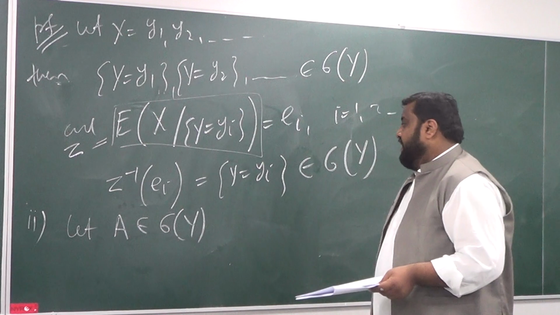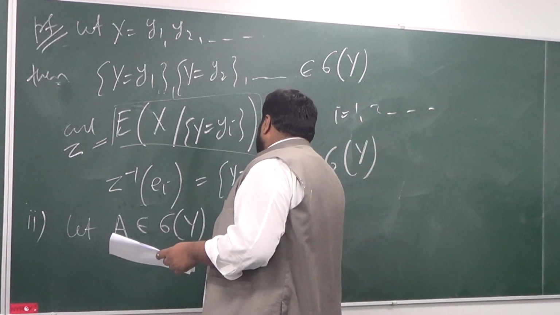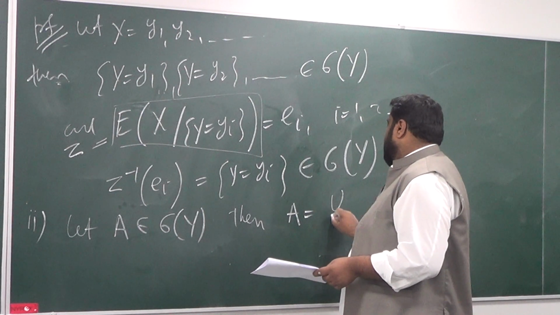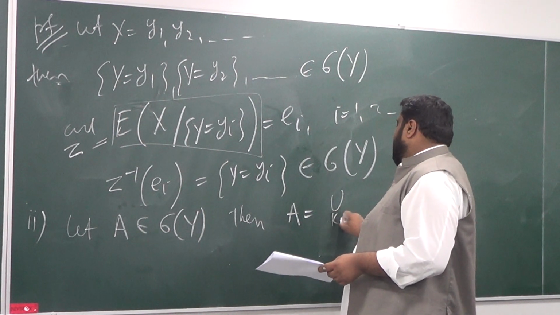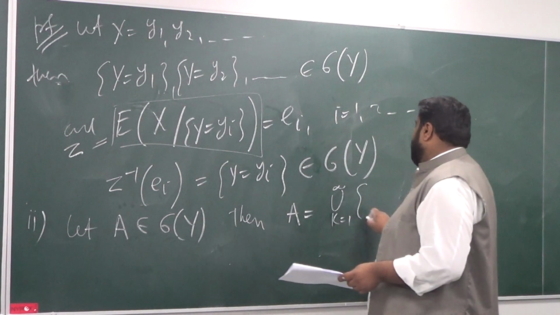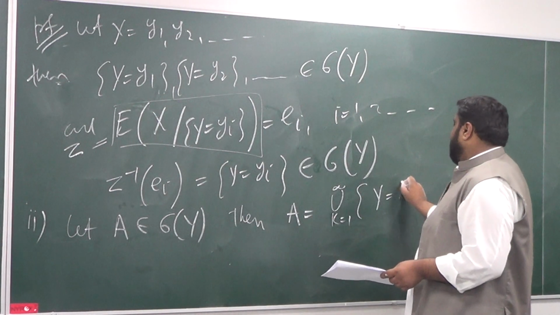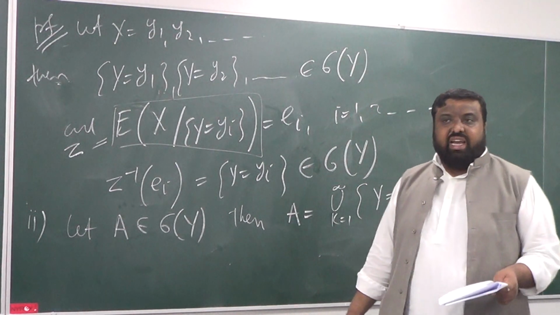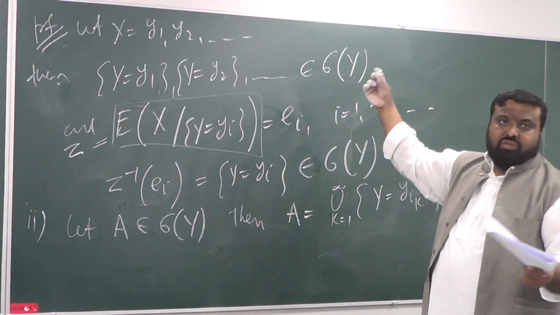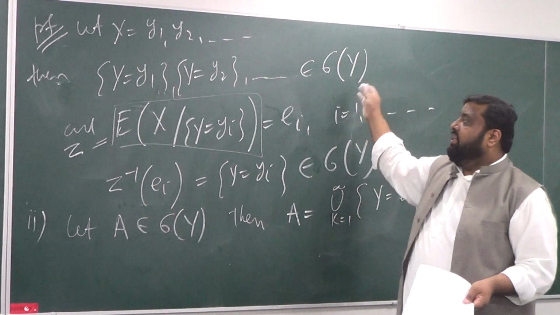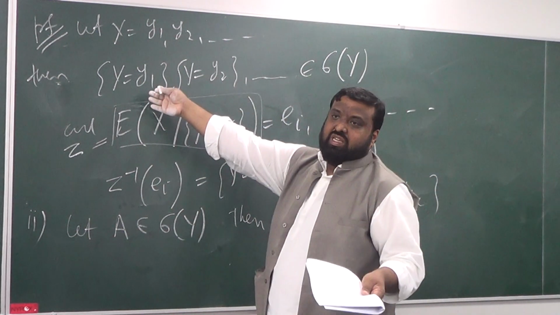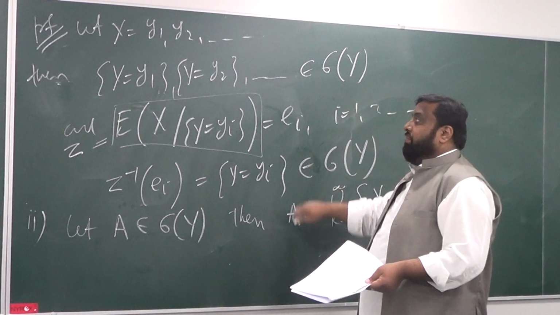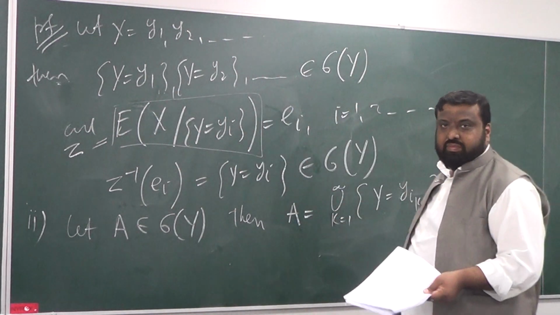Then A can be written as the union of k equal to 1 to infinity, y equal to yik. I don't know what these ik's are. The ik can be 1 and 2 and 3, so it could be the entire collection of all of these. Obviously if it is entire, then this is omega, but it could be just a part of it.